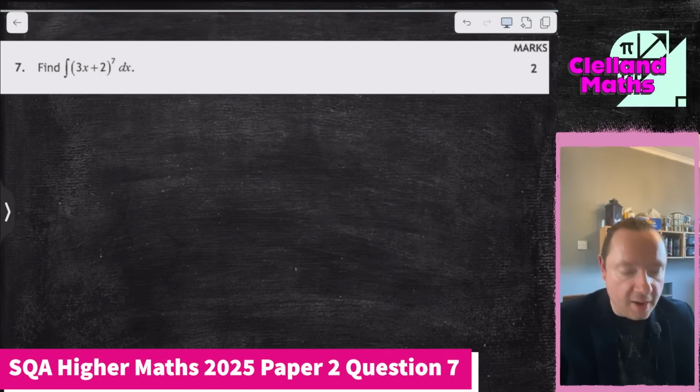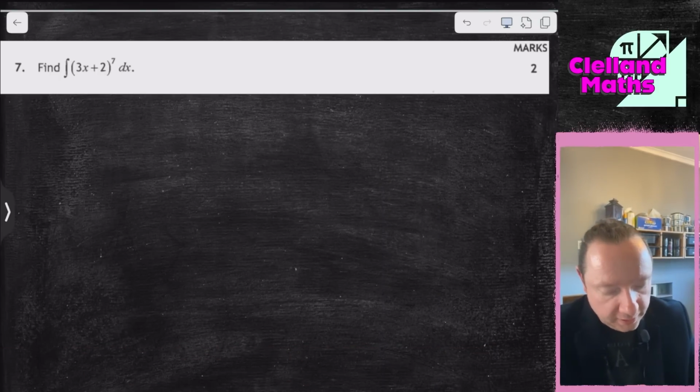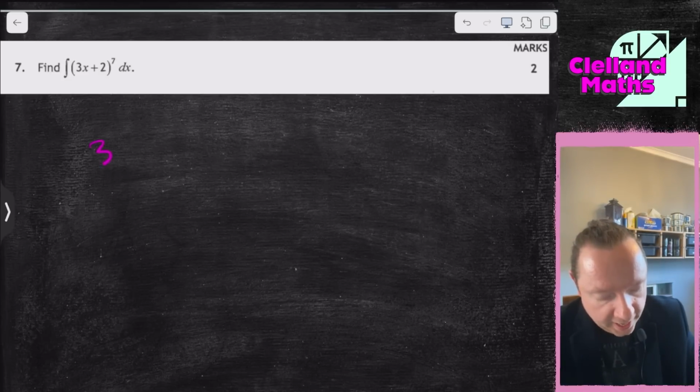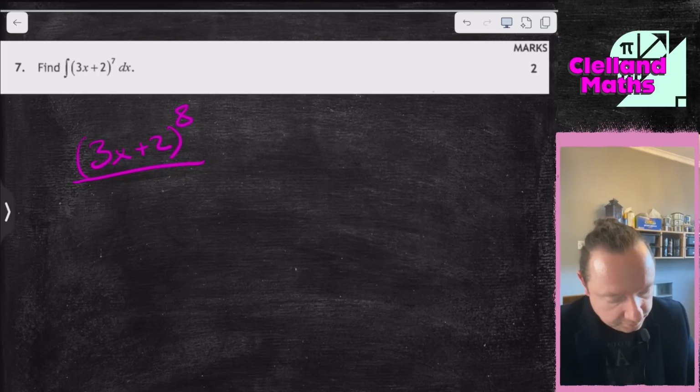SQA Higher Maths 2025, Paper 2, Question 7. Integrate (3x + 2) to the power of 7. All right, so this is the chain rule. (3x + 2) to the power of 7: I add 1 to the power, so it is 8. I divide by the new power, 8.